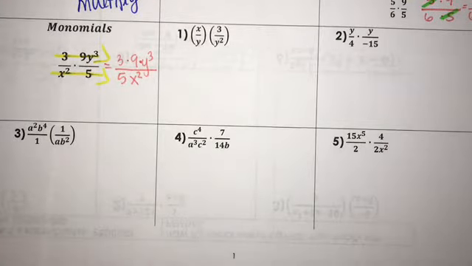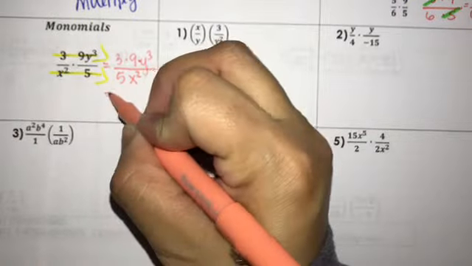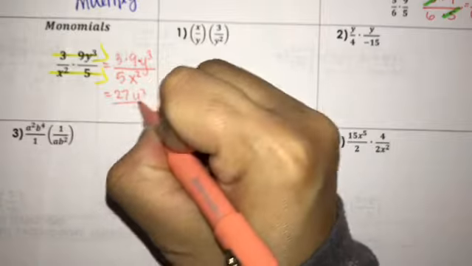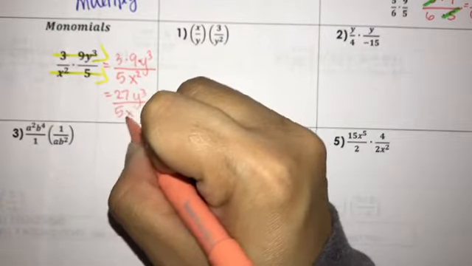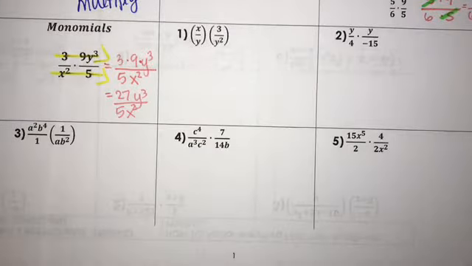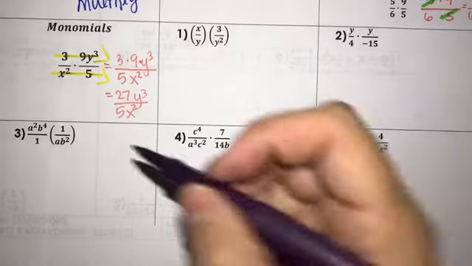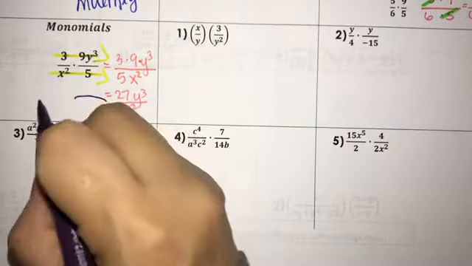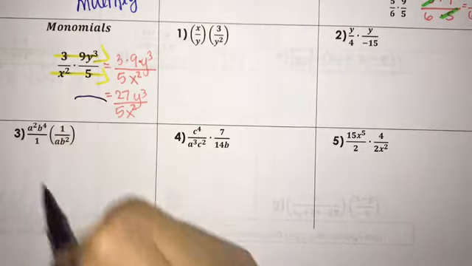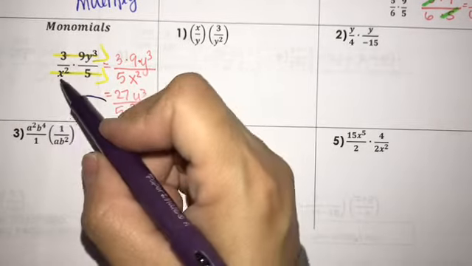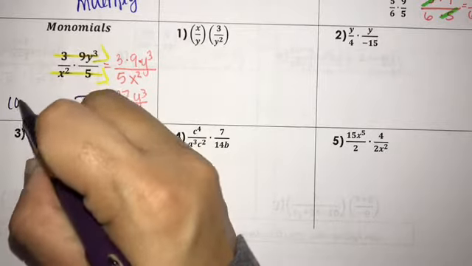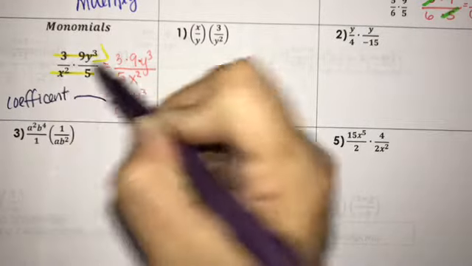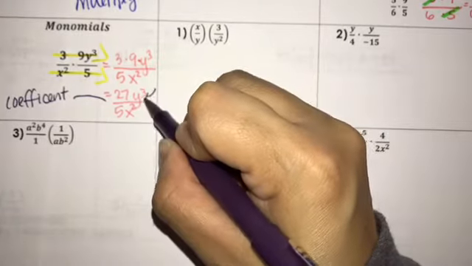Now, the way that I'm going to write this answer, so I have 9 times 3 is 27, y to the third divided by 5x squared. So you're going to want to put the coefficient first. And then you're going to want the variable second.